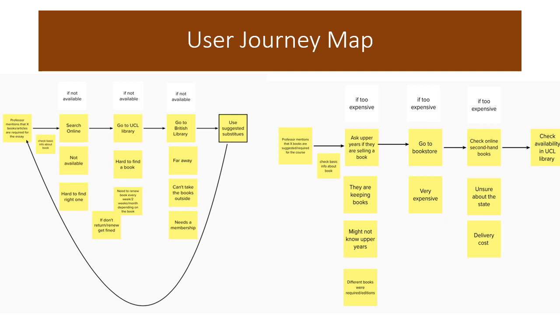And here is our user journey map. The left-hand side one is Jason's, and the right-hand side one is Ailai's. The journeys were talked about during the presentation of the personas, and here we can see for Jason, it's a loop of not finding books, and finally he changes to a new one. And for Ailai, it's more like a direct solution. She first goes to peers, then the bookstore, then checks for second-hand books, and finally goes to the UCL library.